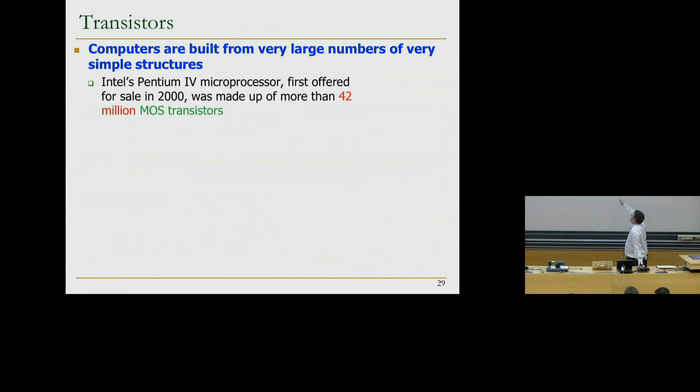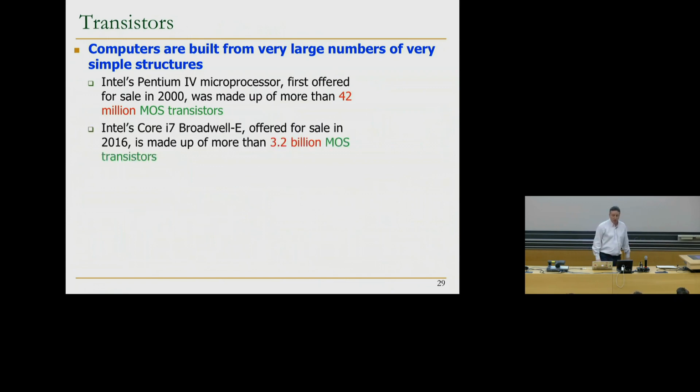It was made up of more than 42 million MOS transistors. So we took 42 million of them. This is, I don't know, roughly the size of Spain, or 6 times Switzerland. For every citizen in Switzerland, we had 6 transistors come together in a chip, and that ended up being a processor. And in 2016, only 16 years later, Intel's i7 has 3.2 billion MOS transistors. This is roughly 1 transistor for every 2 or 3 persons on Earth.